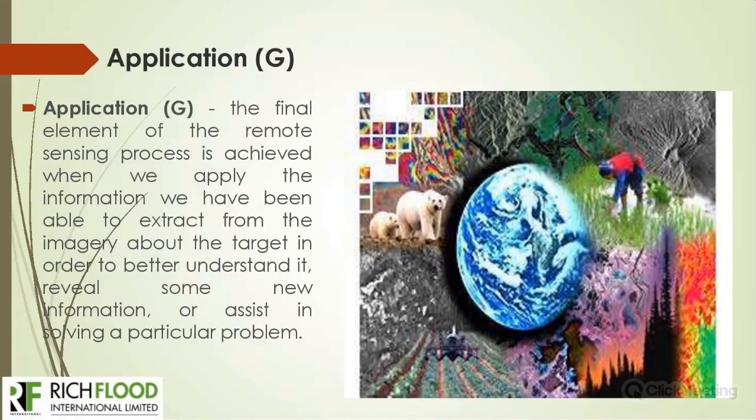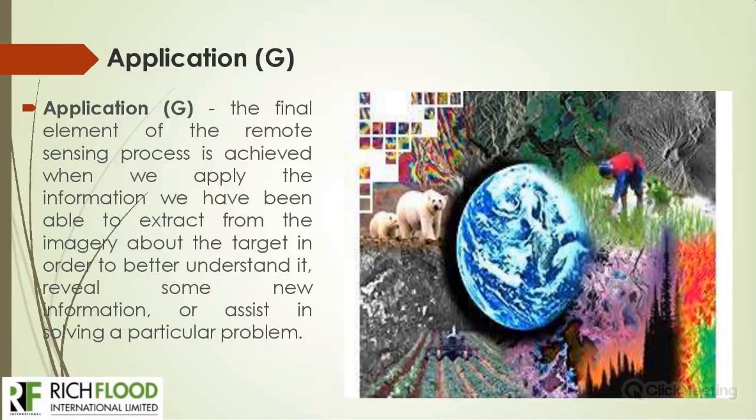And also, the final component we are trying to look at is the application. In which areas is this information applied, in the process of trying to get accurate and reliable information from this remote sensing data? So the final element of the remote sensing process is achieved when we apply the information we have been able to extract from the imagery about the target in order to better understand it, reveal some new information, or assist in solving a particular problem.